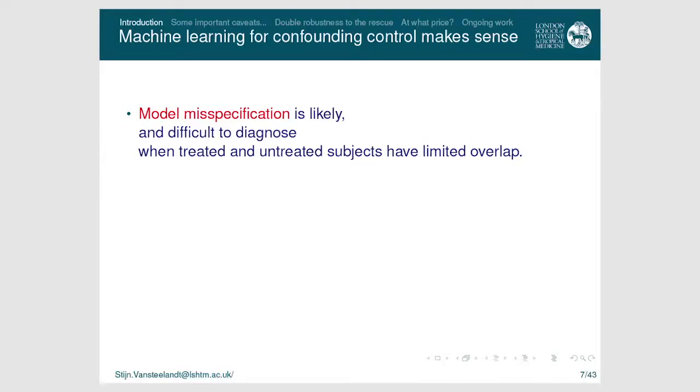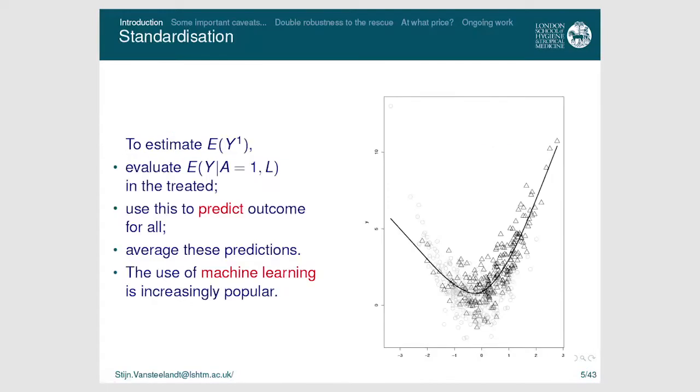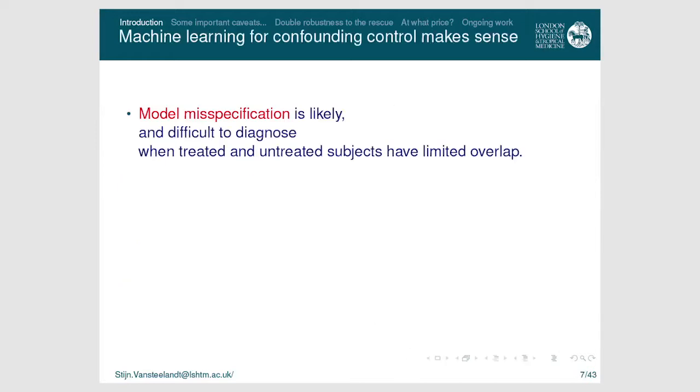So for now, I could say machine learning seems to make quite some sense because model misspecification is quite a big problem in the evaluation of treatment effects. And you can especially see this over here because when we go to the left, there are no treated people. And so we're really extrapolating to learn how the untreated people sitting over here would have done. So there's a lot of extrapolation potentially happening. And in that sense, model misspecification is quite likely and difficult to diagnose.